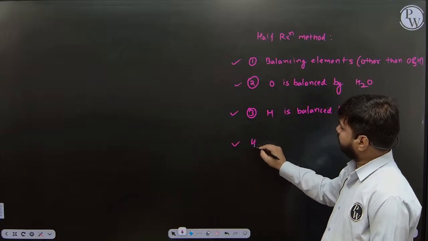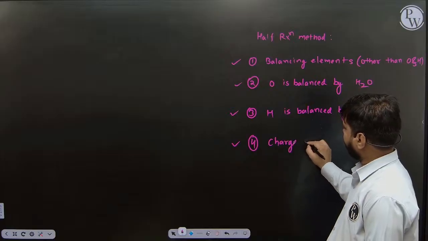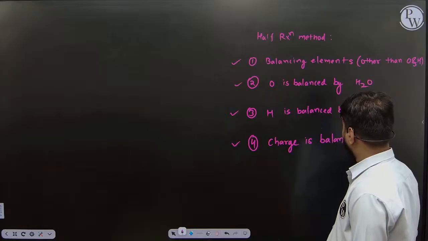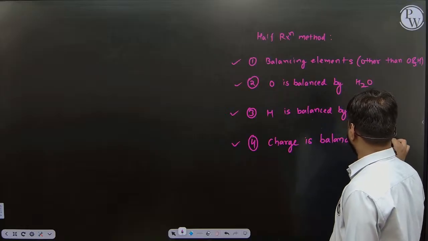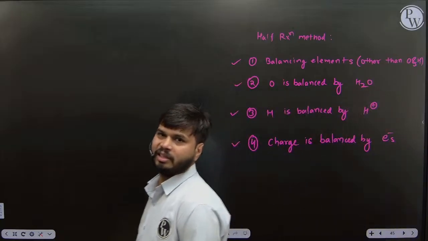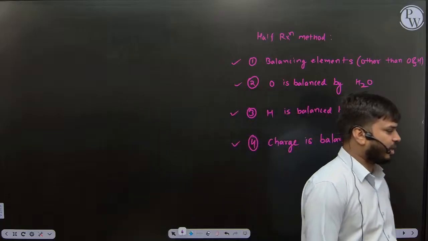And the fourth and last option is, charge is balanced by electron. Charge is balanced by what? Electron. Okay. So electrons will be used to balance the charge.